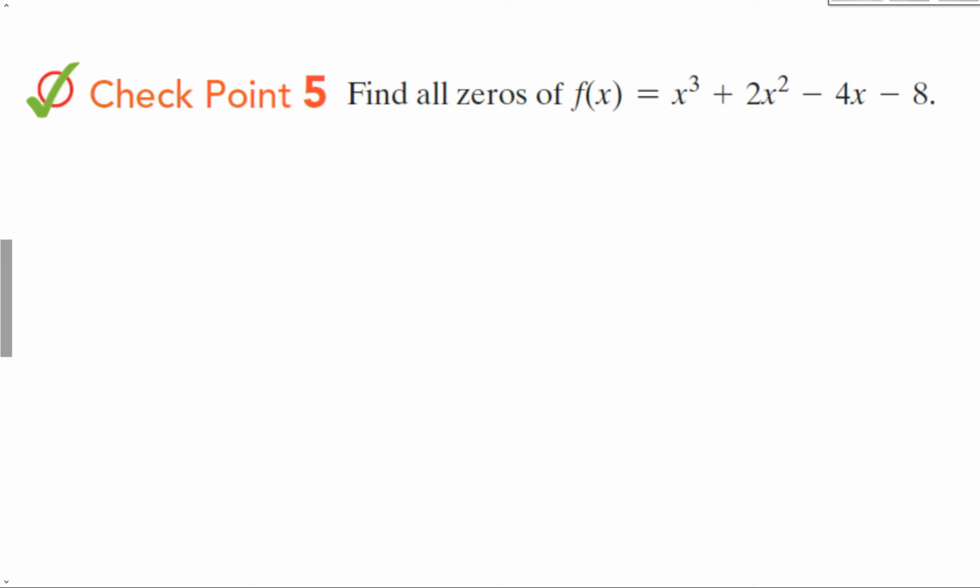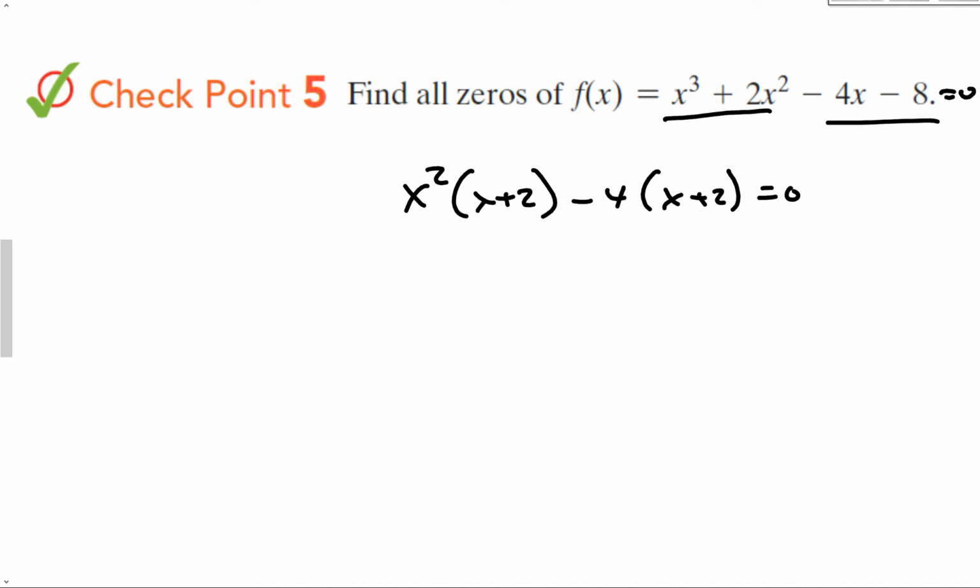Same thing, I have a cubic polynomial of 4 terms, okay? So I'm going to factor this with grouping. There's other ways that we will see in the next section, but for now, let's do grouping. So I can factor out an x squared there, leaves me with x plus 2. I can factor out a minus 4 there, leaves me with, guess what, x plus 2. Set this equal to 0 to find the actual zeros of the polynomial function, and we're left with x squared minus 4 and x plus 2.